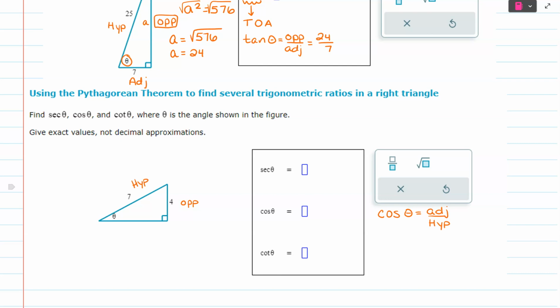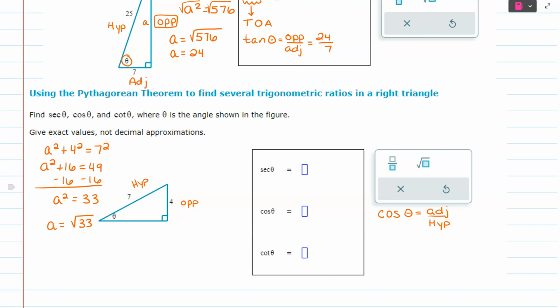Remember, 7 is our c. So we'll have a squared plus 4 squared equals 7 squared. So a squared plus 16 equals 49. Now I have to subtract 16 from both sides. So I have a squared equals 33. So a is the square root of 33.